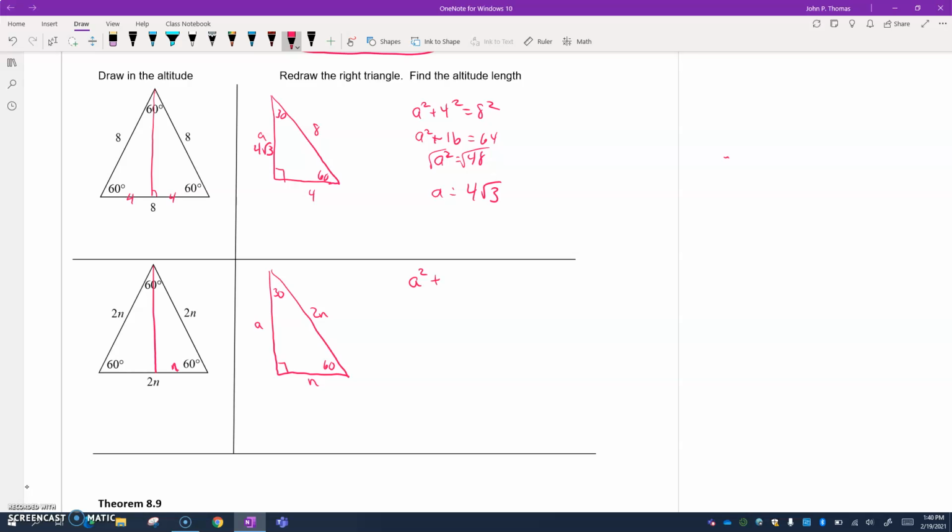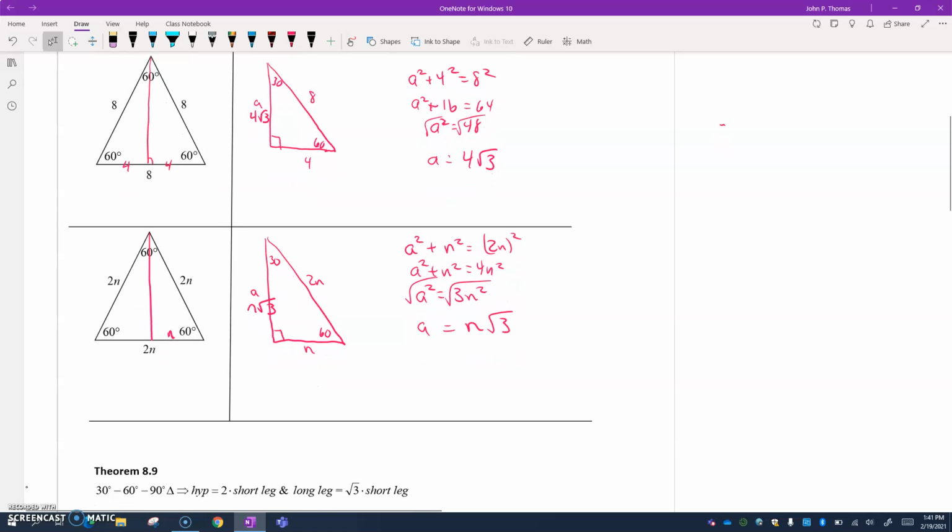So A squared plus n squared equals (2n) squared. A squared plus n squared equals 4n squared. We're going to subtract that n squared off, so A squared equals 3n squared. Then we take the square root of both sides. The square root of n squared is just n, but then we're left with a root 3 on the inside. So our A, that altitude, is going to be n root 3 in length.